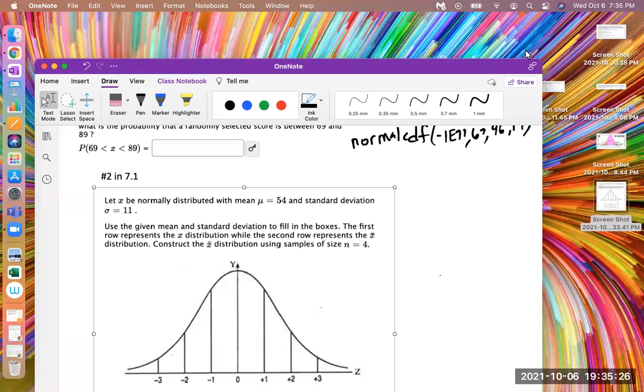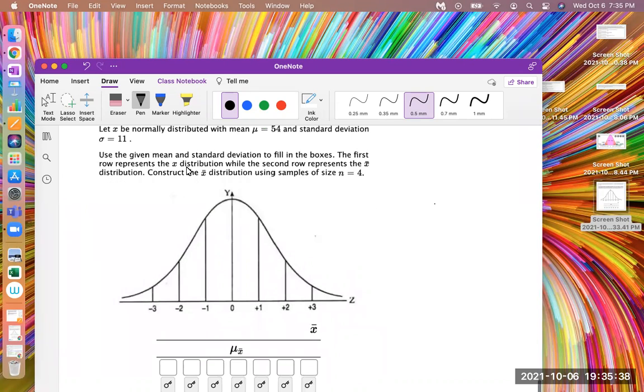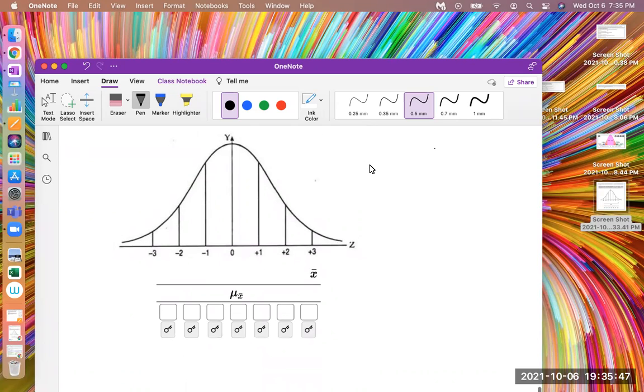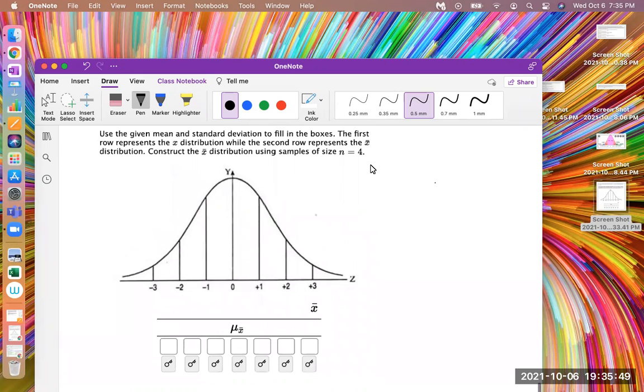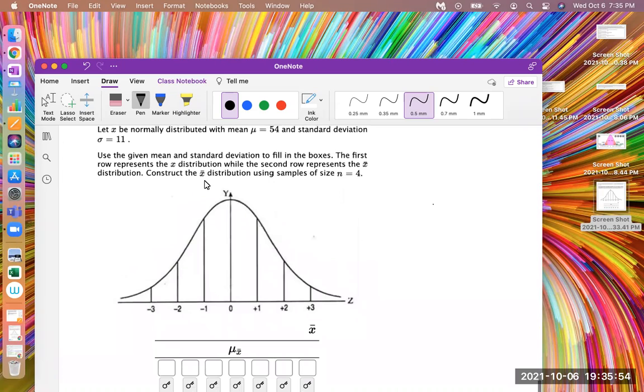It is number 2 in 7.1. Let x be normally distributed with mean 54 and standard deviation of 11. Use the given mean and standard deviation to fill the boxes. The first row represents the x distribution, while the second row represents the mean distribution. Okay. Construct the mean distribution using sample size n equals 4.